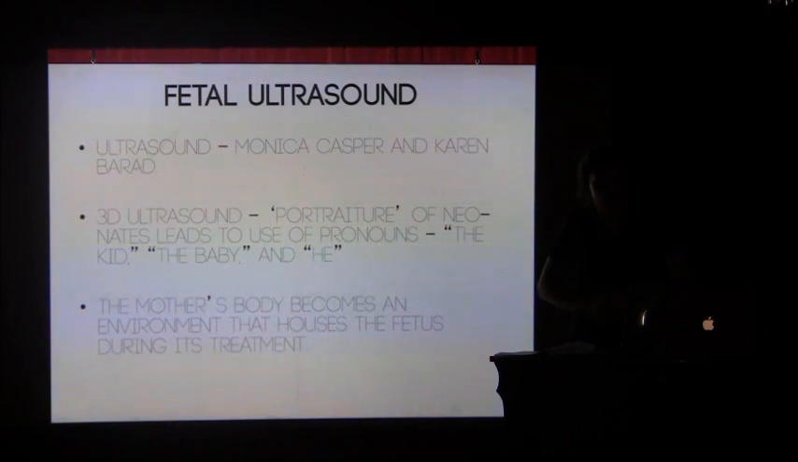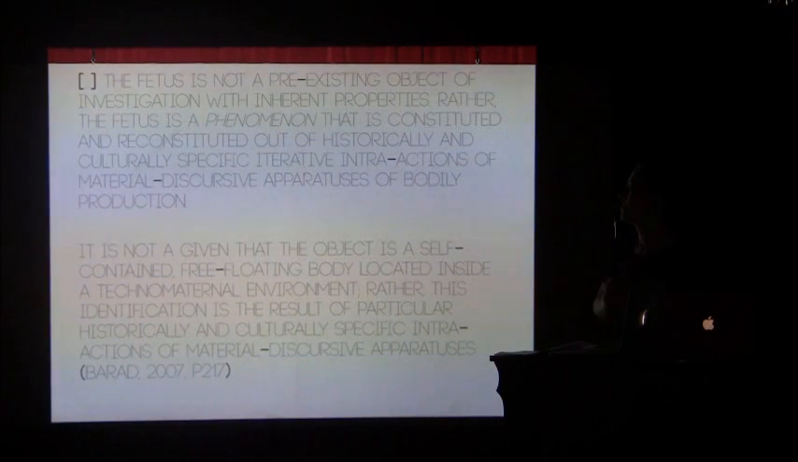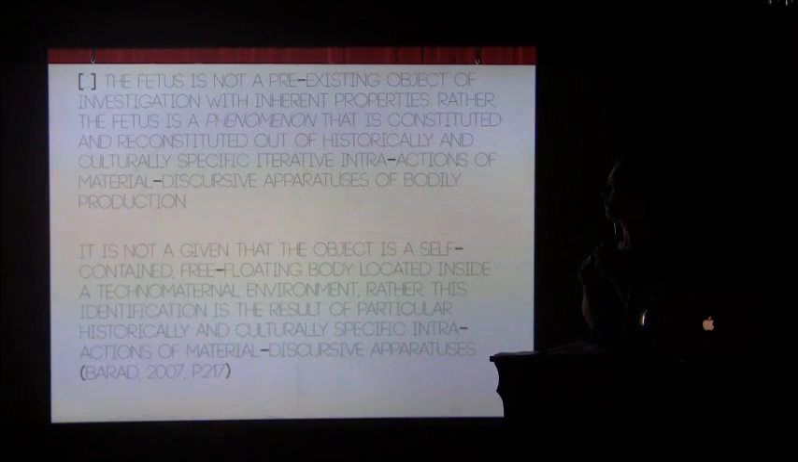So it becomes a housing for this baby. And so situations where the child needs to have surgery in the womb, that's a thing. The whole criteria about risk, who it's for, all these things is subtly altered by the way in which the baby is talked about. It becomes a baby, it becomes a person, it has a sex, it has an identity. These things are subtle, but as Barad says, the fetus is not a pre-existing object of investigation with inherent properties. It's a phenomenon that is constituted and reconstituted out of historically and culturally specific iterative interactions of material discursive apparatus. I'm not going to talk about what those are. Thanks.